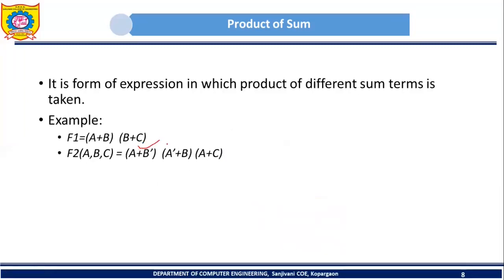So this is the first sum term, this is the second sum term, and this is the third sum term. And what we have done here is taken the product of these sum terms. So that's why I can say that this particular function is expressed in which form? Product of sum form. So I hope this is clear to you.